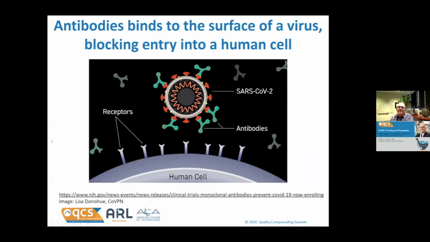Okay, moving to the antibodies. This was just a picture from NIH illustrating the antibodies binding to the surface of the virus, blocking entry into the human cell. So we can see the antibodies. And actually, Regeneron just came out with a notification. I'll read that when I get down to the antibody section, but just today.